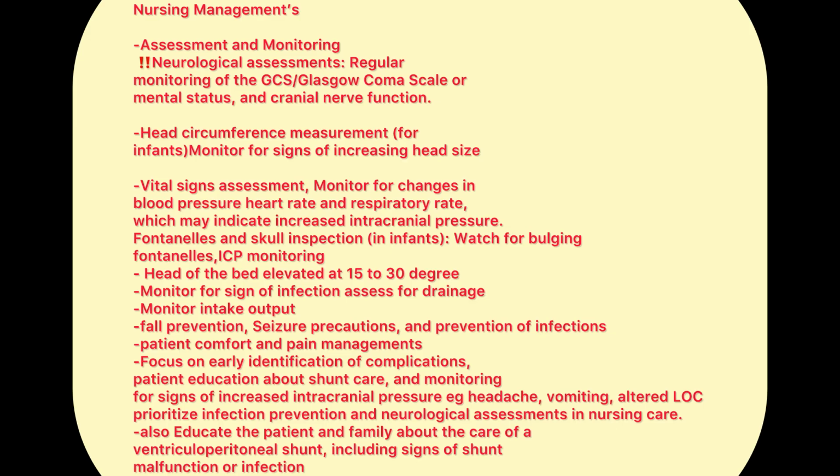Monitor for signs of infection. Assess for drainage. Monitor intake and output. Fall prevention, seizure precautions and prevention of infections, patient comfort and pain management are also necessary. Focus on identification of complications, and patient education about shunt care if the patient has a ventriculoperitoneal shunt. Monitor for signs of increased ICP like headache, vomiting, and altered level of consciousness. Prioritize infection prevention and neurological assessment.